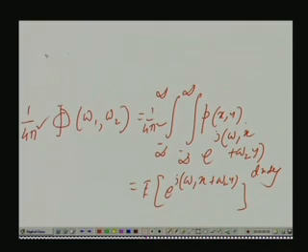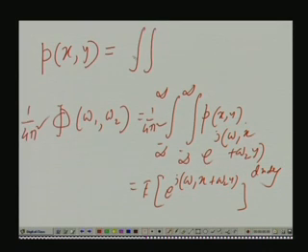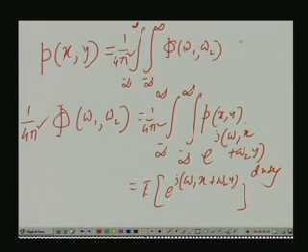That is p x comma y. p x comma y is 1 by 4 pi square. Okay.